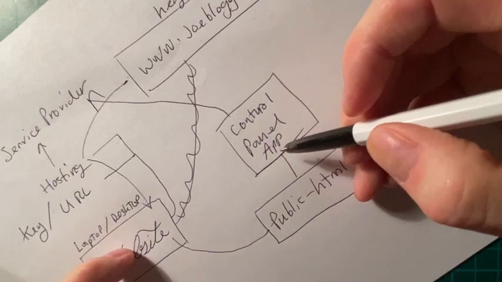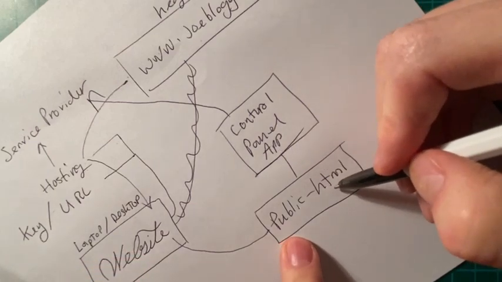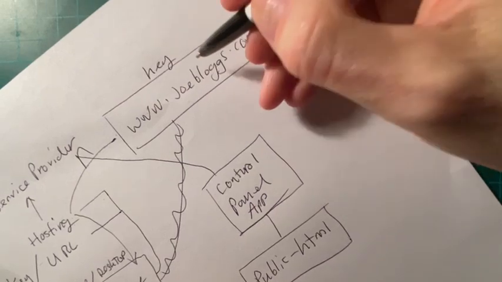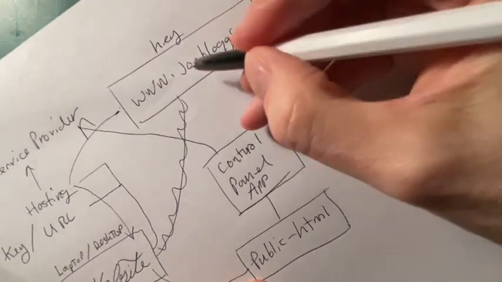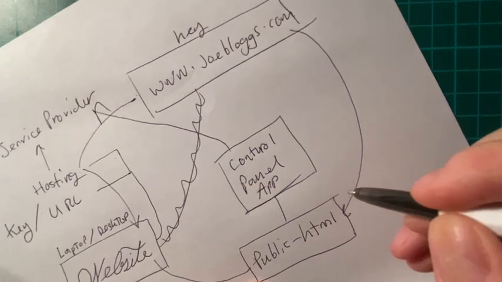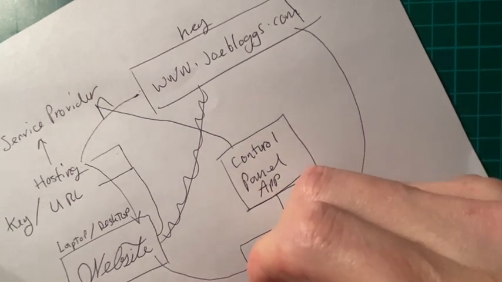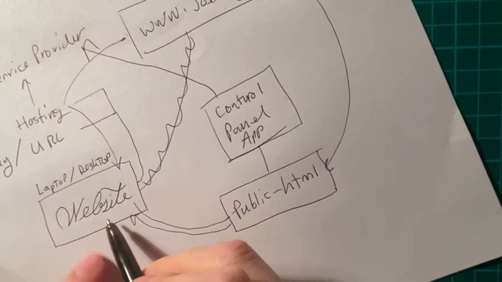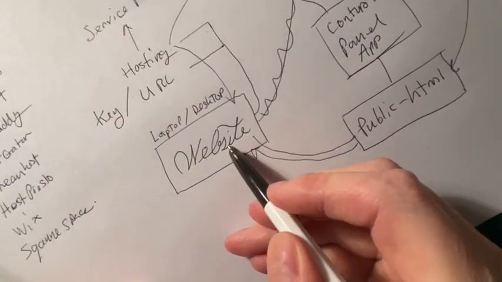So this public HTML inside your control panel, if you put your files inside the public HTML, if somebody then types in www.joeblogs.com, they won't be directed to that. It will be directed to this guy, and that guy, public HTML, will then come to this guy and look for that. That way then people will be able to view your website.